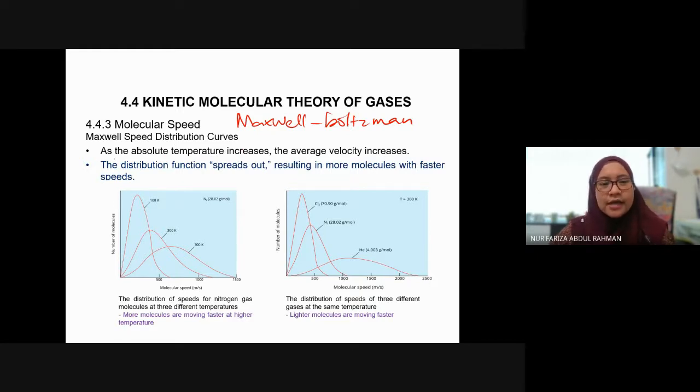Alright, so it says here that as the absolute temperature increases, the average velocity increases. This we know: when temperature increases, velocity also increases. The average velocity increases.